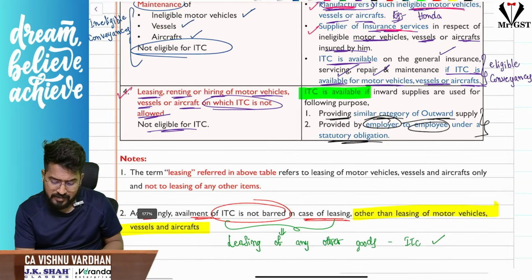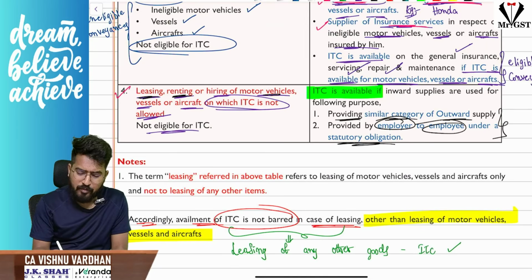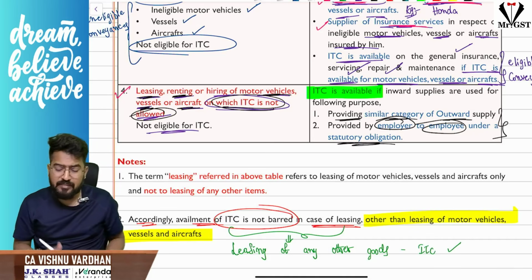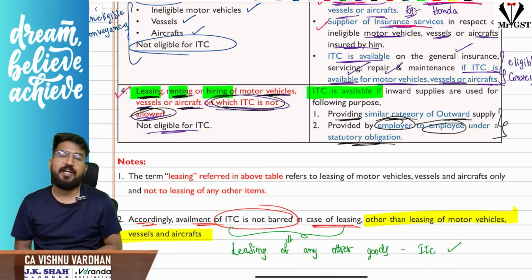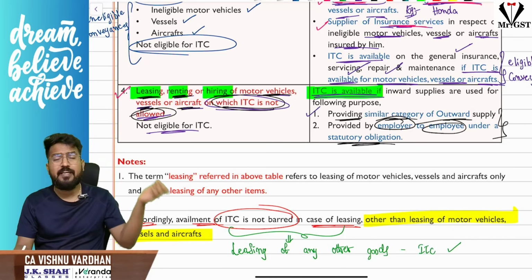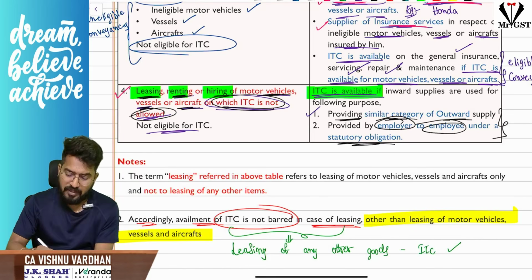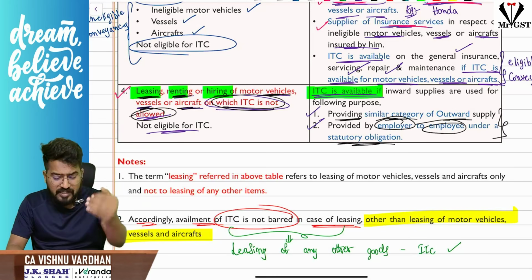Now, another interesting thing is, sir, if you are leasing, renting or hiring motor vehicles, vessels or aircrafts on which ITC is not allowed, that means ineligible conveyances as per our discussion. Those ineligible conveyances, if you are giving on lease or renting them or hiring them, then the opposite fellow cannot take ITC of it. But there are two exceptions. What are the two exceptions? He is taking them on rent for providing similar category of outward supply, or he is taking them on rent to provide to his employees as a part of statutory obligation. In those cases, he can take ITC.